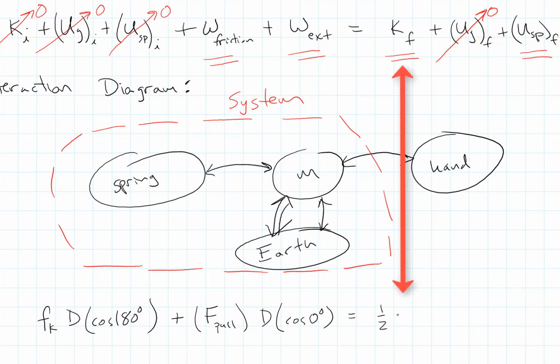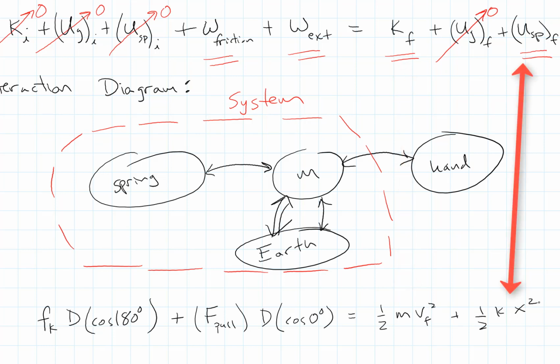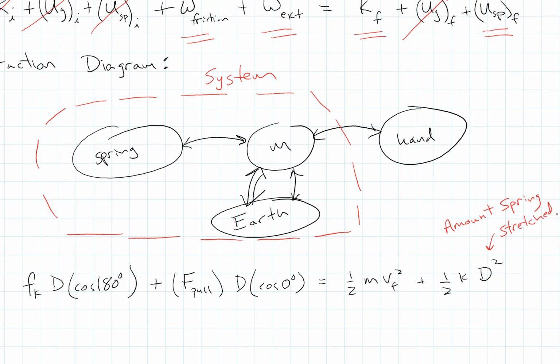equal 1/2 m v final squared plus 1/2 k x squared, where x is the amount the spring is stretched or compressed. But we know what that is, don't we? That's the distance we move, capital D, the amount the spring stretched. And now the only unknown is v final. We plug in all the numbers we know, and we can solve for v final.